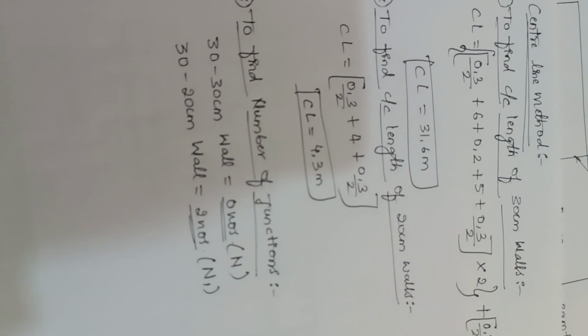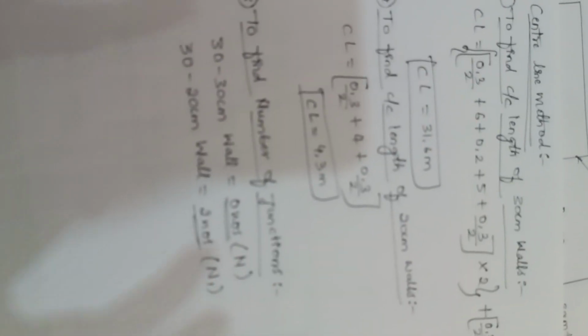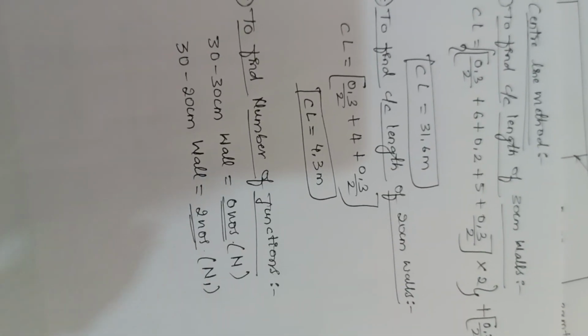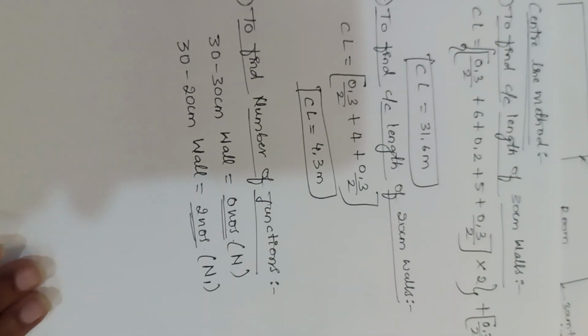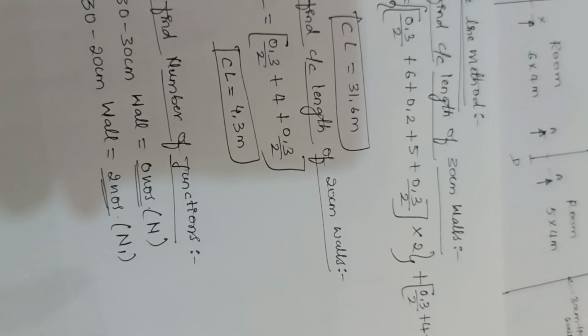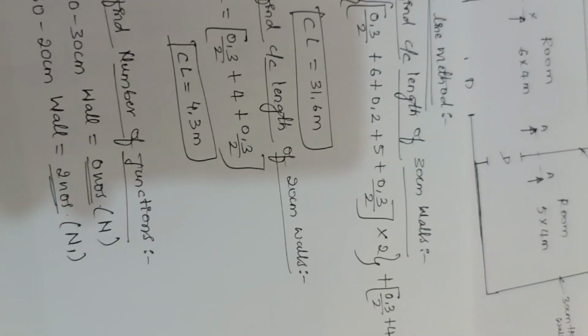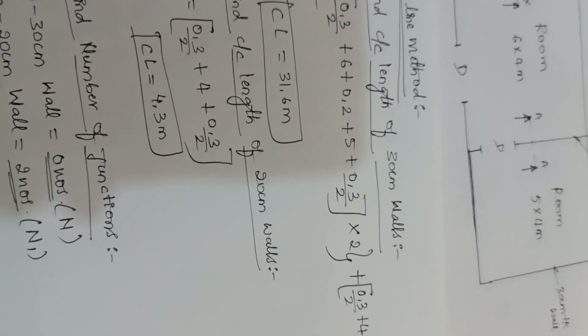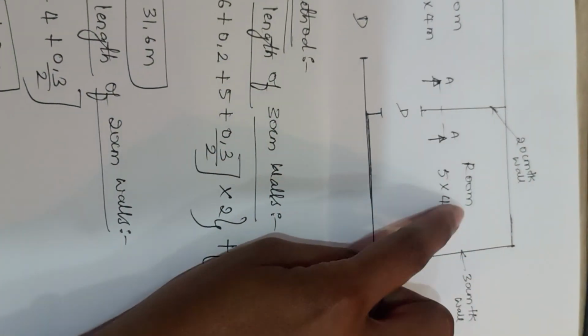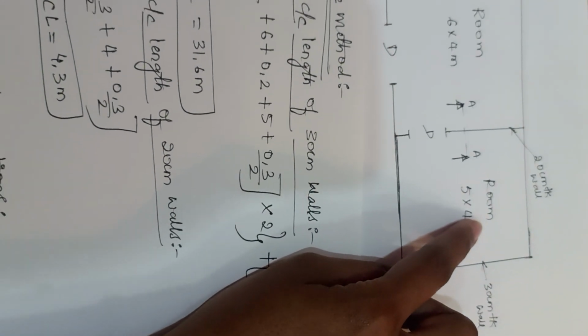Moving to the next step, in the second step we will be finding the number of junctions. To find that, we have to look at how one wall coincides with the other. As you have two different walls here, one 20 and the other 30, you may get three chances here.